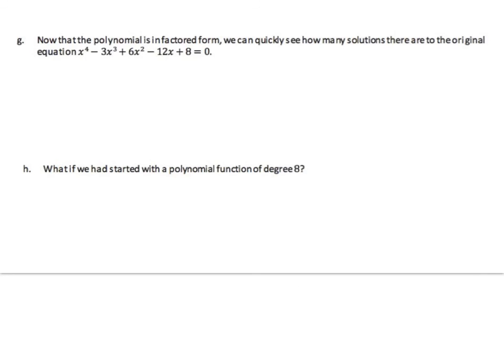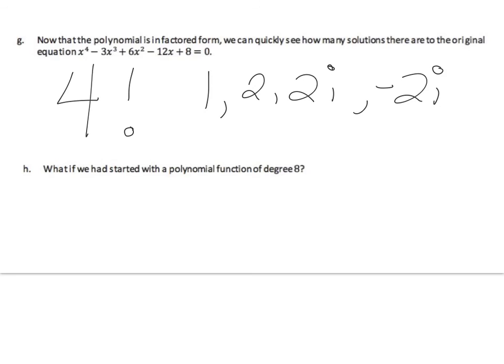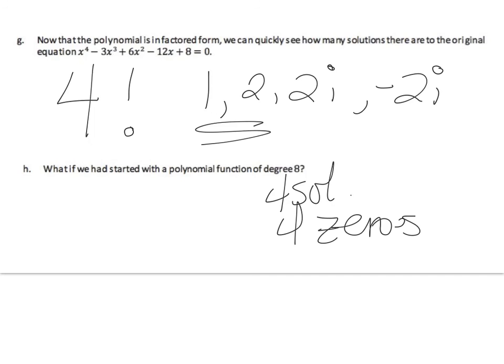Now that the polynomial is in factored form, we can quickly see how many solutions there are to the original equation. Okay, we got 4. I'm not going to write them out again. Well, those were the linear factors. I can write out the solutions. I had 1, 2, 2i, and negative 2i are my solutions. We only had 2 x-intercepts, but we will have 4 solutions. So we have 4 solutions and 4 zeros, and then 2 x-intercepts.